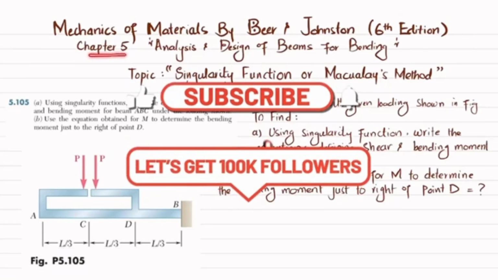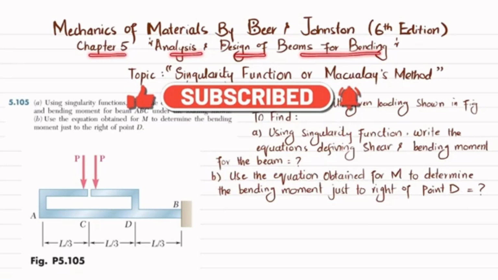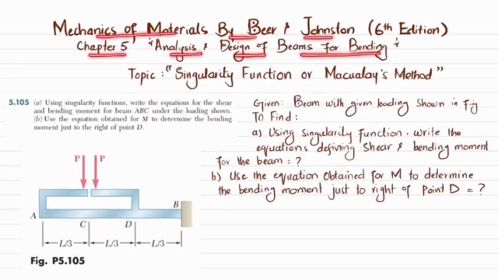Welcome back. Problem 5.105. This problem is taken from chapter number 5, Analysis and Design of Beams for Bending, and the book is Mechanics of Materials by Beer Johnston, 6th edition. The topic is Singularity function or Macaulay's method. The statement is, in part A, we have been asked, using singularity function, to write the equation for shear and bending moment for the beam ABC under the loading shown. And in part B, use the equation obtained for M to determine the bending moment just to the right of point D.